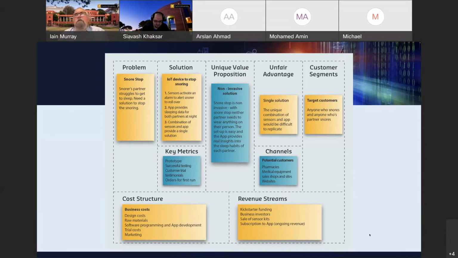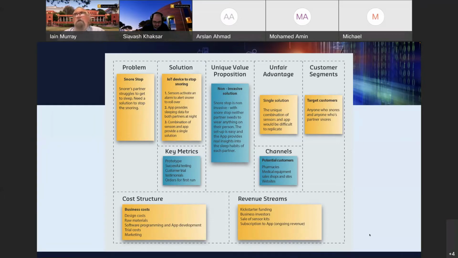And we're using that snore stop that we used in IoT1 and other parts of the IoT course. So we need a simple problem statement. What are we trying to solve? In this case, we want a snorer's partner to be able to sleep, so we need something to stop their partner from snoring.